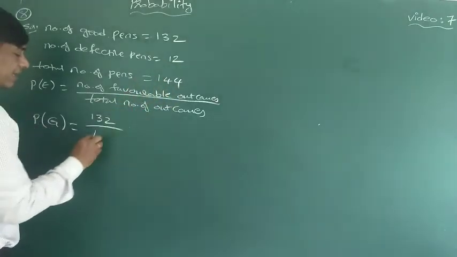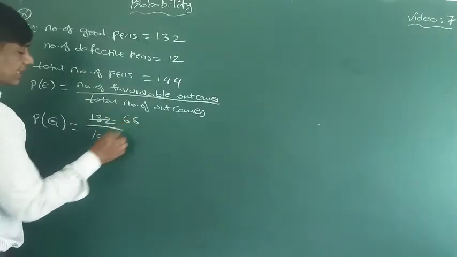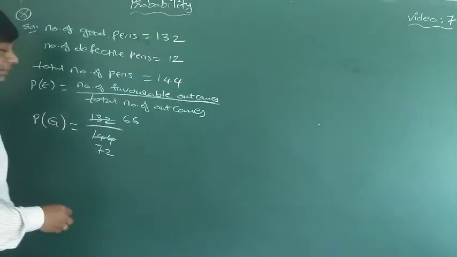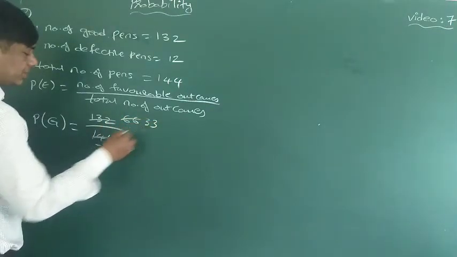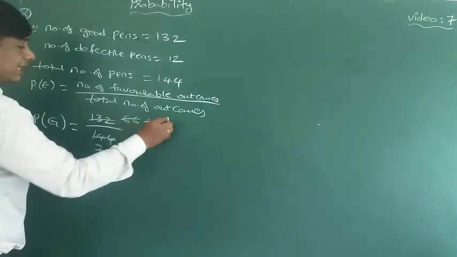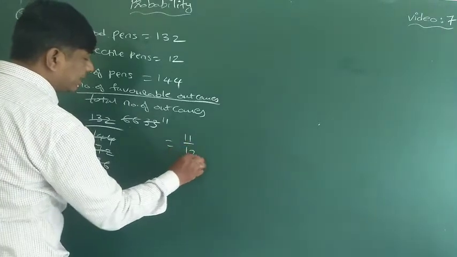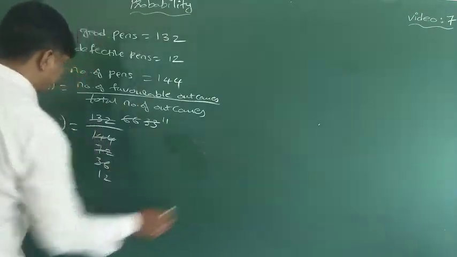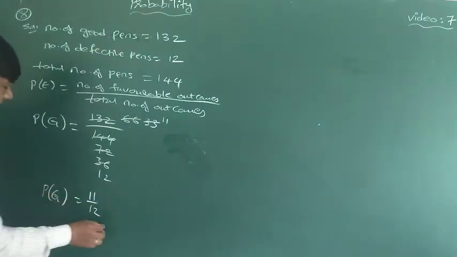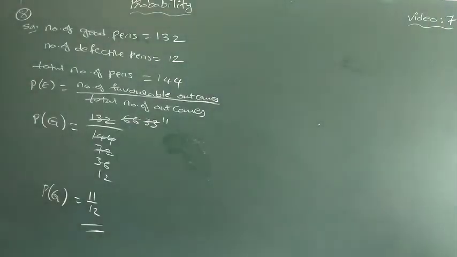Total outcomes are 144. Now cancel it: 2 sixes are 12, 2 sevens are 14, 2 twos are 4. Again, 2 threes are 6, 2 sixes are 12. Now 3 elevens are 33, 3 twelves are 36. That is equal to 11 by 12. Probability of a good pen selection is 11 by 12. Please write it down.